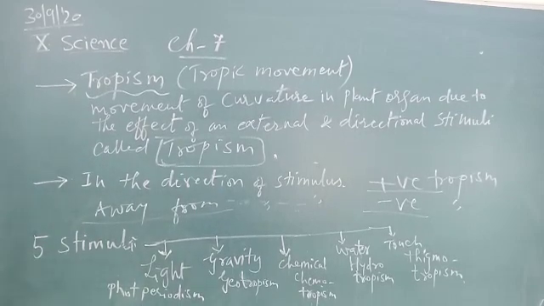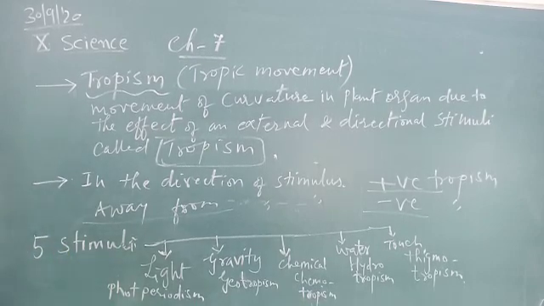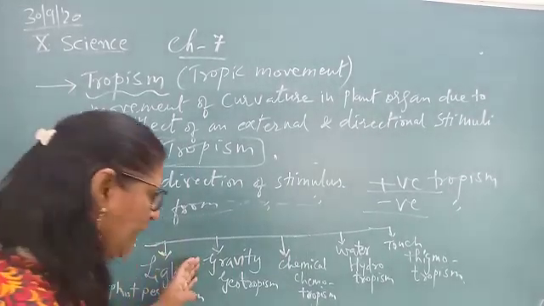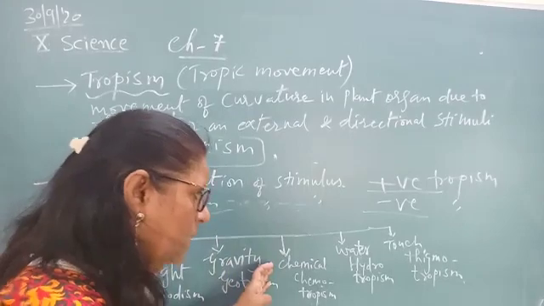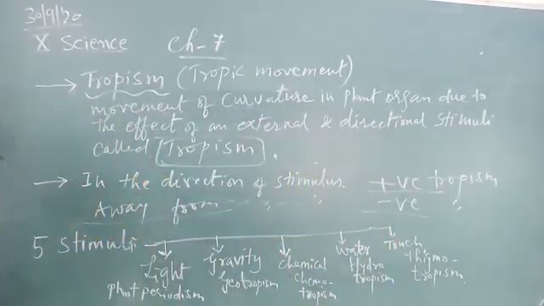Now, the plant shows movement with respect to 5 types of stimuli. Stimuli means something that is felt, right? Now here these 5 types are due to light, gravity, chemicals, water and touch. Now we will discuss them one by one.